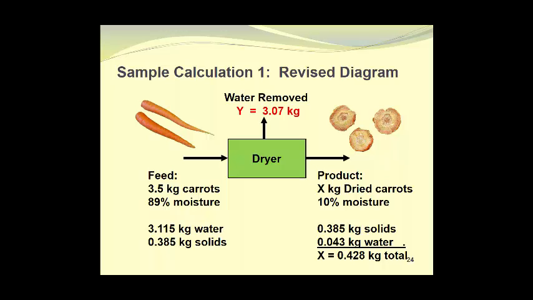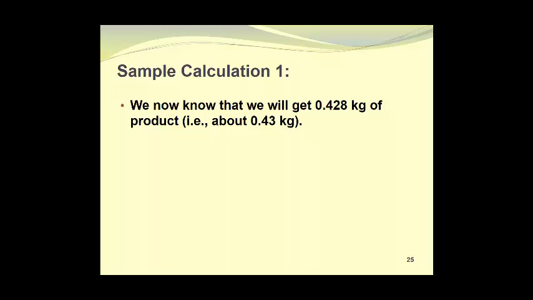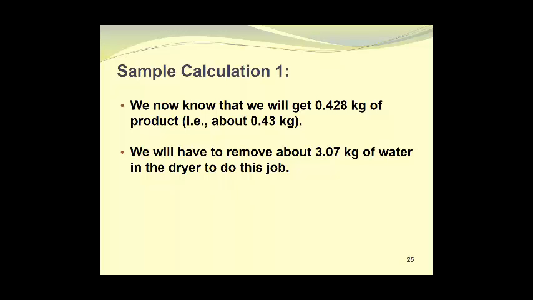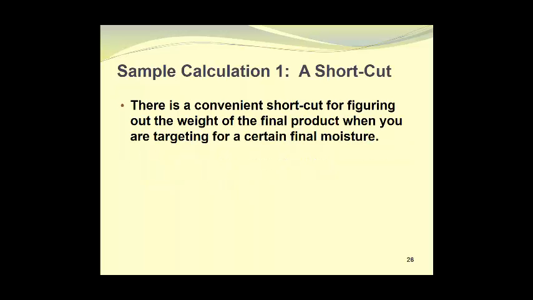So Y is equal to 3.07 kilograms. We now know that we will get 0.428 kilograms of product, which is approximately 0.43 kilograms, and we will have to remove about 3.07 kilograms of water in the dryer to do this job.